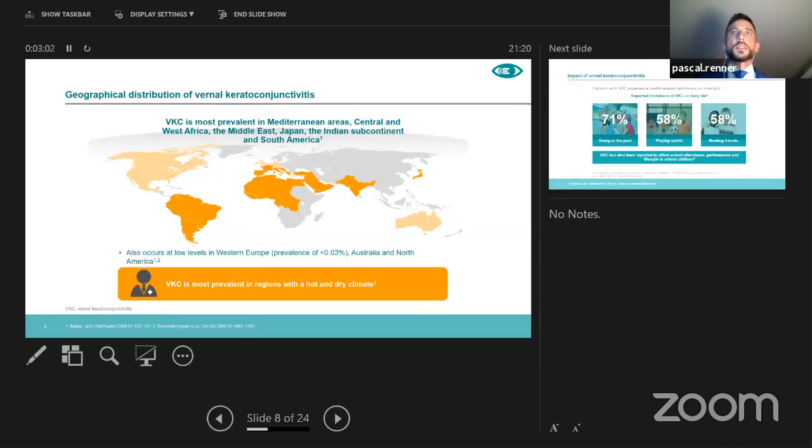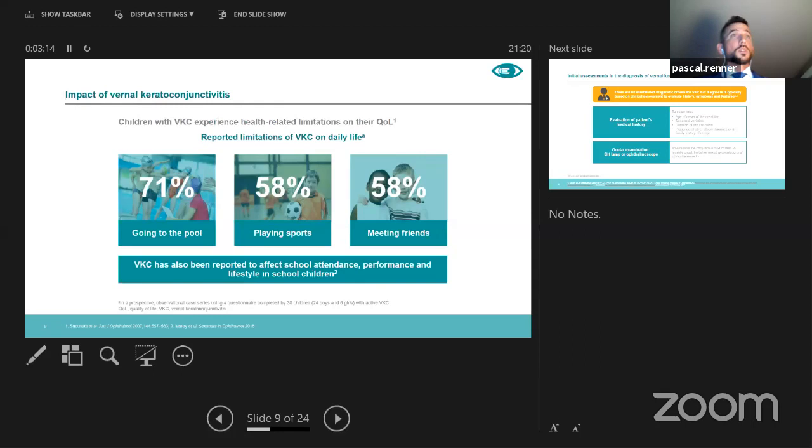The prevalence is highest in countries with hot and dry climates, which is clearly linked to the pathophysiology. And it represents a big burden for these children. Obviously, when the eyes are itching, when you experience photophobia, you will not be very likely to enjoy going out, playing sports, meeting friends, and especially anything that involves swimming. But also the school attendance is clearly impacted.